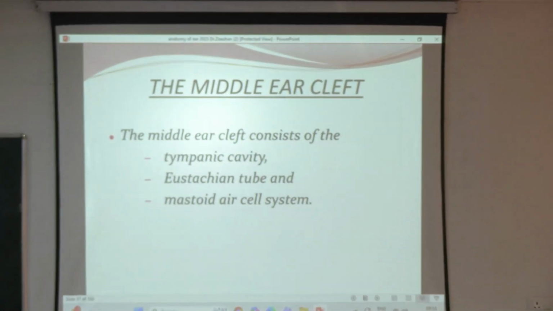One is the tympanic cavity proper, that means what we know of as the middle ear proper. The second part is the Eustachian tube. So this is called a middle ear cleft. This entire thing is called a middle ear cleft. It comprises three parts. One is this part, the middle ear proper. Second is the Eustachian tube, and third is the mastoid air cell system. So these are the three parts of the middle ear.